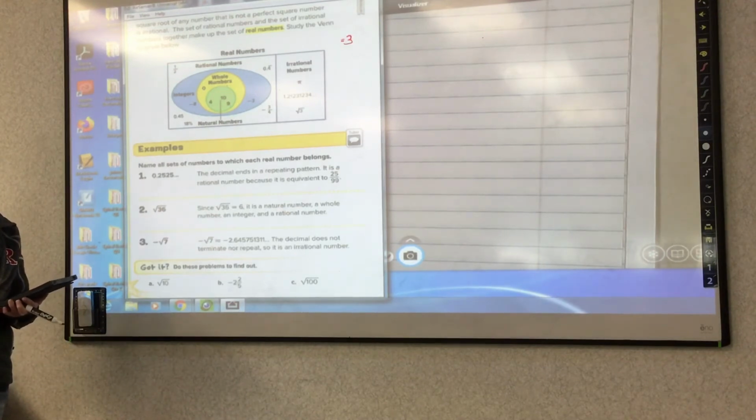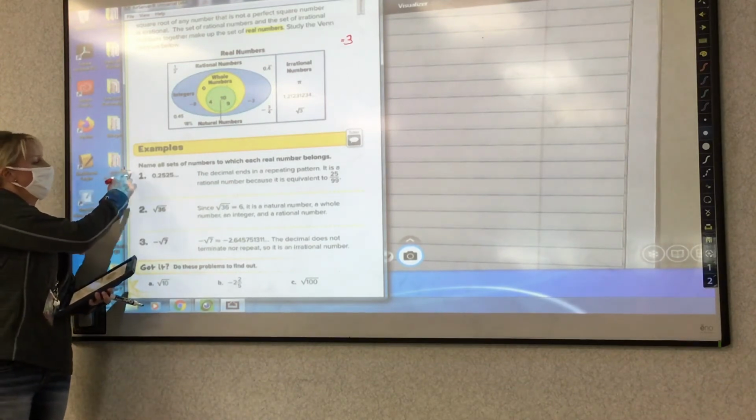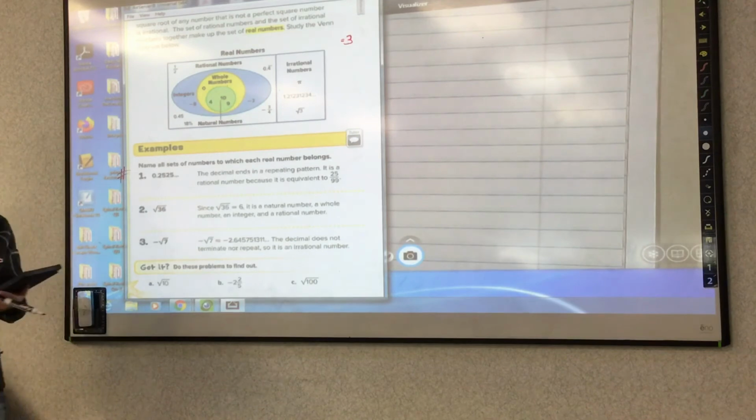Instead of putting number, can we do the hashtag? It's called the number sign, actually. Yes, you can use the number sign, or you can just say natural and then the number sign.